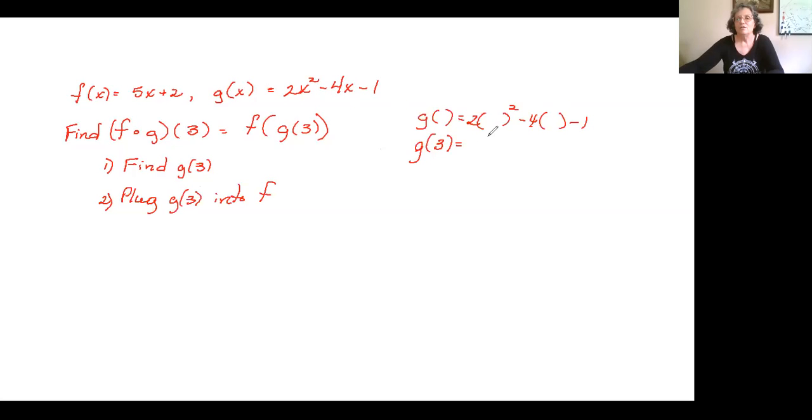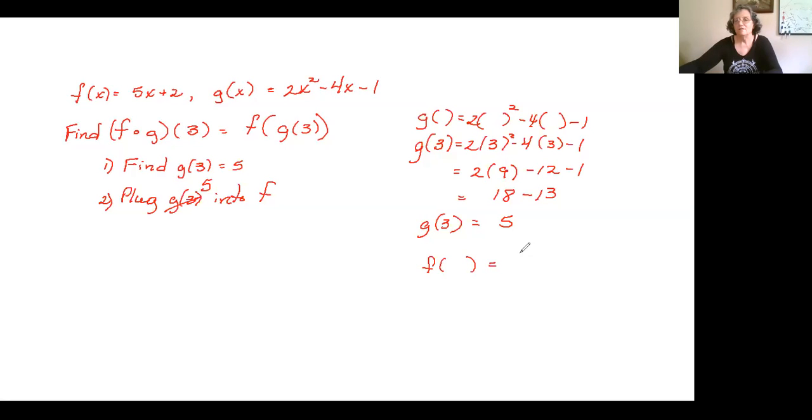So g of 3 is 2 times 3 squared minus 4 times 3 minus 1, which would be 2 times 9 minus 12 minus 1. 18 minus 12 and minus 1 is 5. So g of 3 is 5. So f of g of 3 is f of 5. Now we're going to plug 5 into f. Well, f of anything is 5 times our anything plus 2. So f of g of 3 is the same thing as f of 5. And f of 5 is going to be 25 plus 2, which is 27.